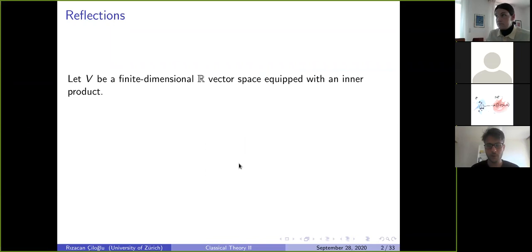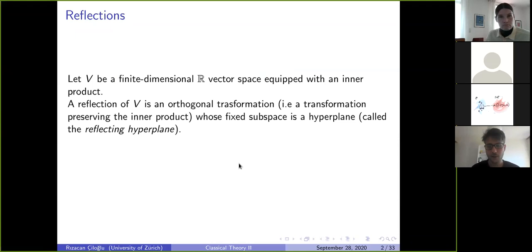So we will be working with a finite-dimensional R vector space equipped with an inner product. An inner product is a symmetric positive definite bilinear form on the vector space. You can think of the standard Euclidean space R^n, for instance. And a reflection of V is an orthogonal transformation whose fixed subspace is a hyperplane, so it's codimension one, and it's called the reflecting hyperplane.